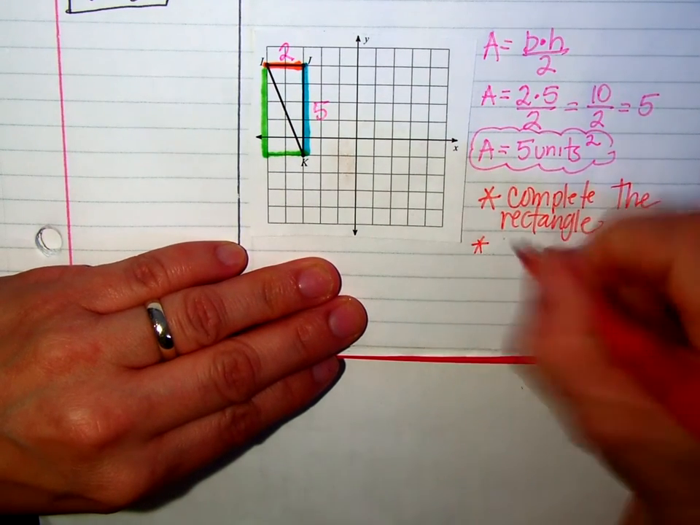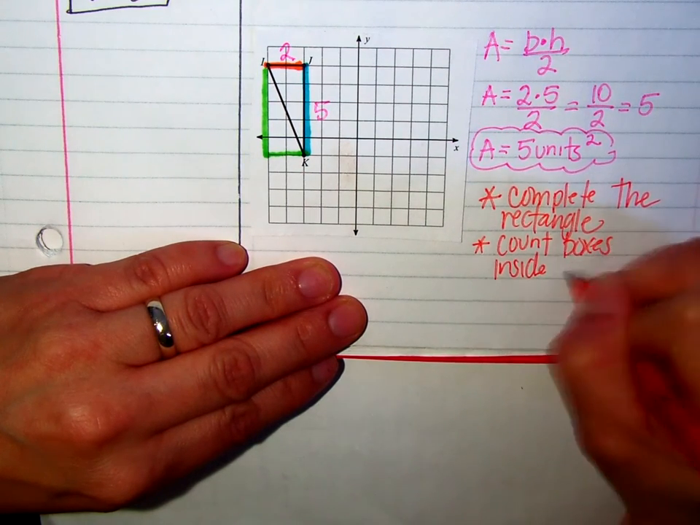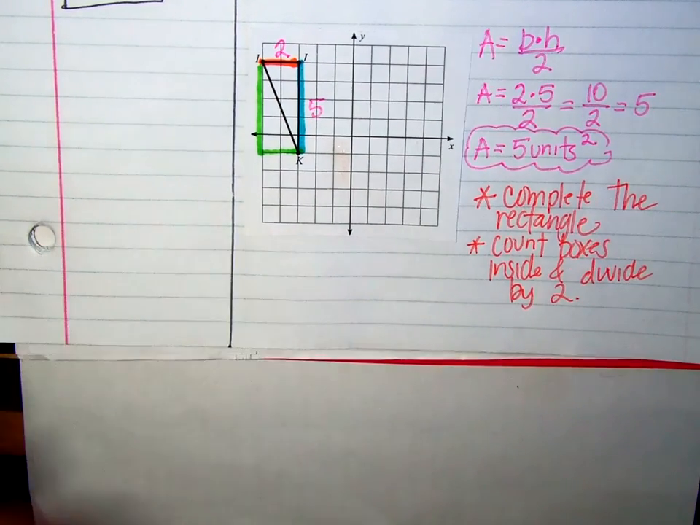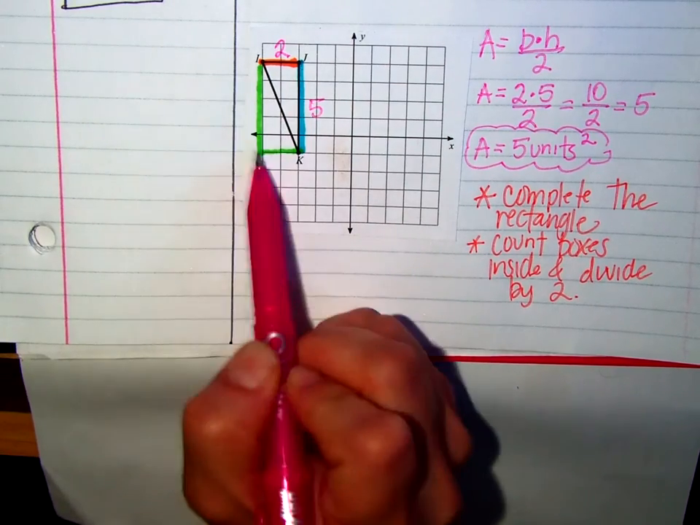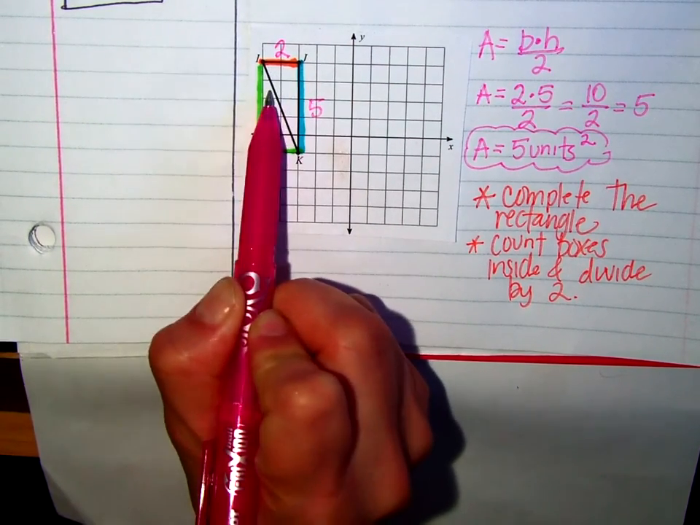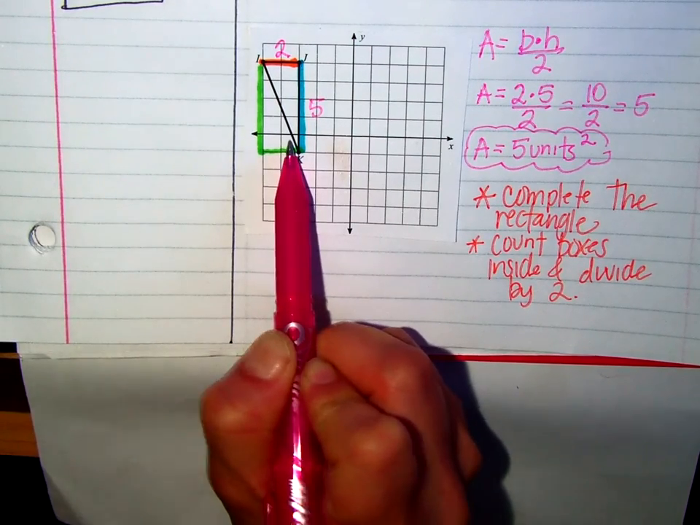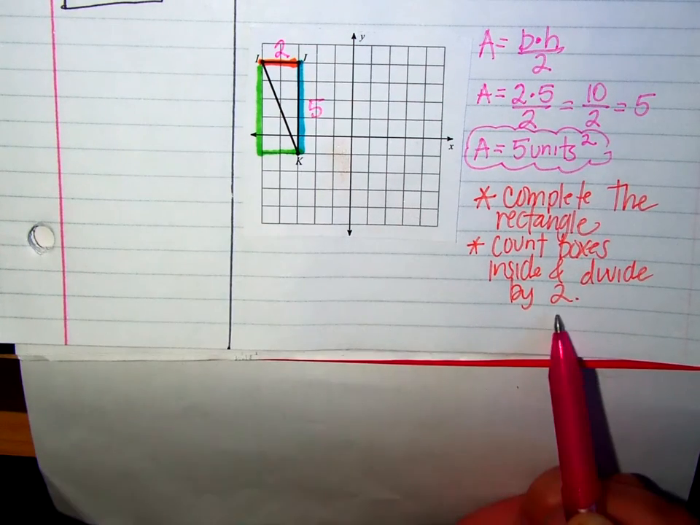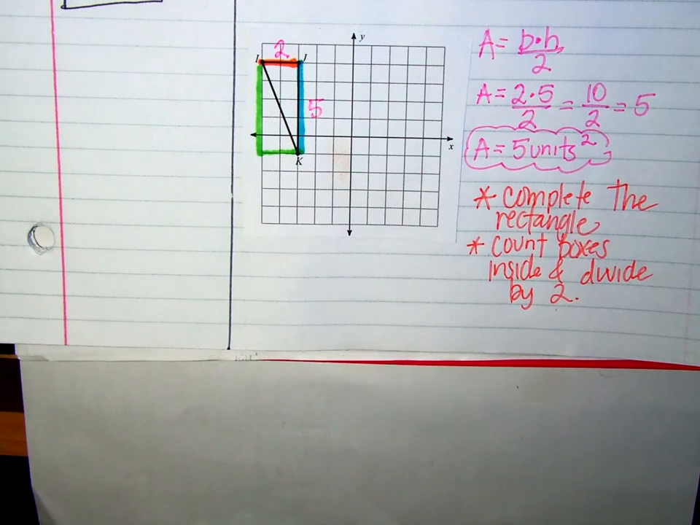And then we're going to count the boxes inside, and we're going to divide whatever we get by 2. And we should get the same thing. So let's try it. If I completed the rectangle, there's 1, 2, 3, 4, 5, 6, 7, 8, 9, 10. So I have 10 total boxes in this rectangle. But I only want half of that, so I'm going to divide that by 2. So 10 divided by 2 is 5. And that's another method you can use to find the area of a triangle on the coordinate plane.